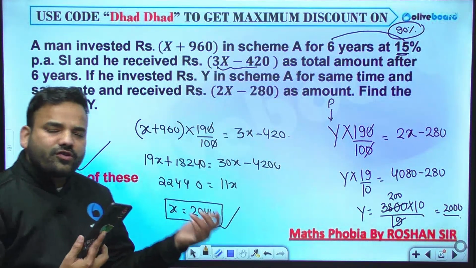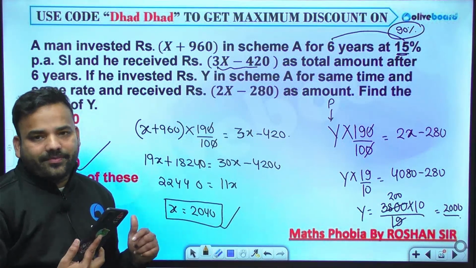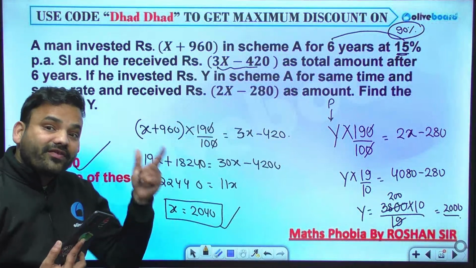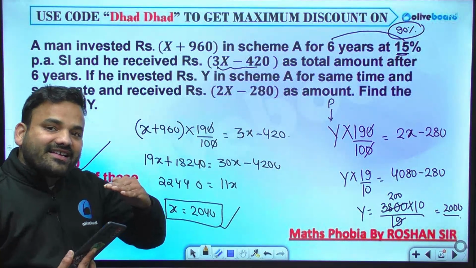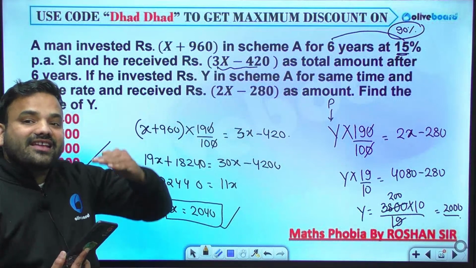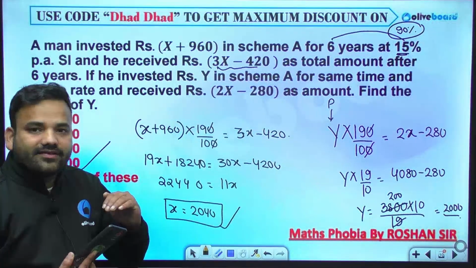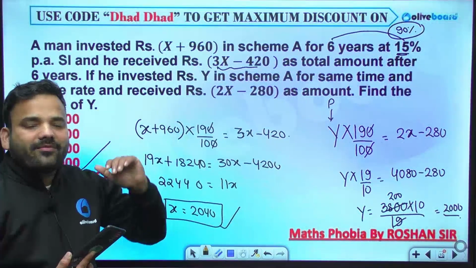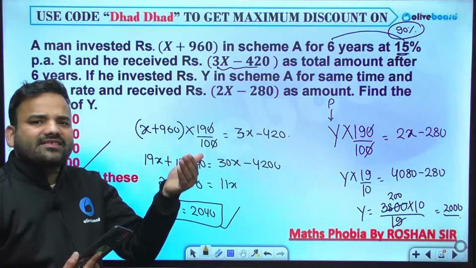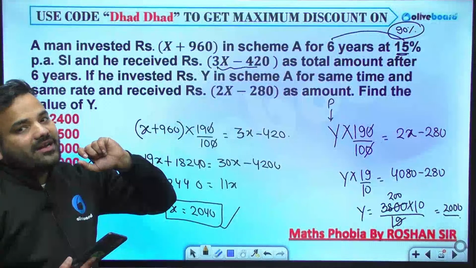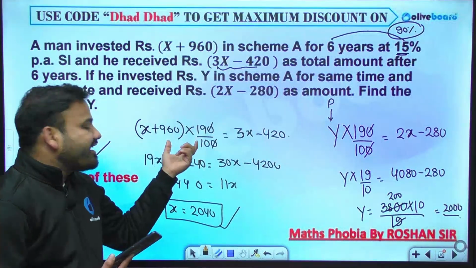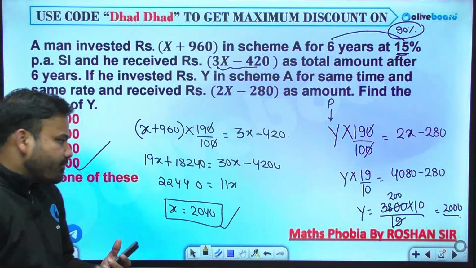15% discount was not given. If discount is given, then it's 85%. 15% was the rate of interest, and that means the value of the money is increasing every year by 15% at the same pace because it's SI. In CI, the effective rate would have been different. 15 into 6 is what? 90% is the interest. That means the amount has to be 190%. Is it clear, bacha? Okay, very good.